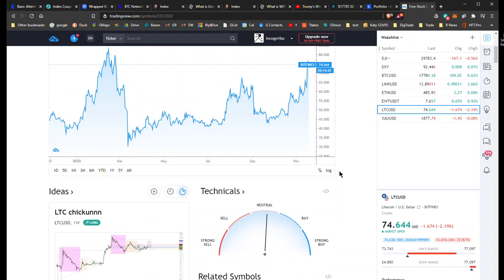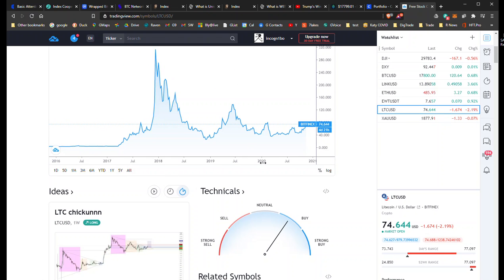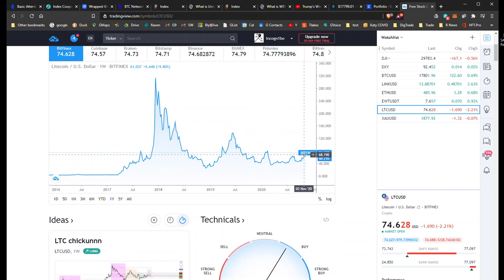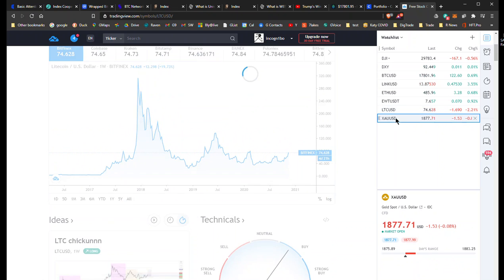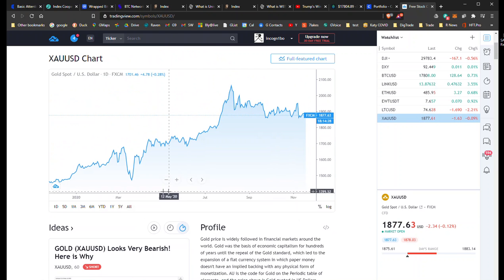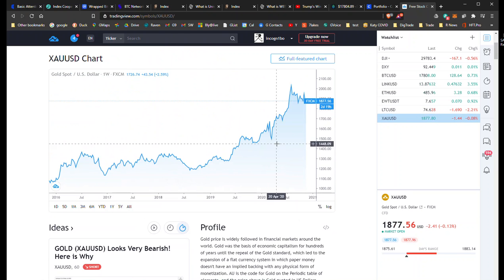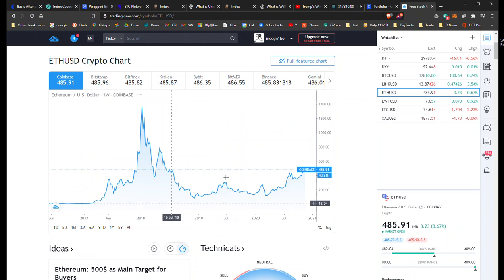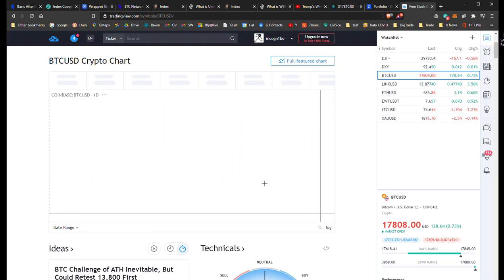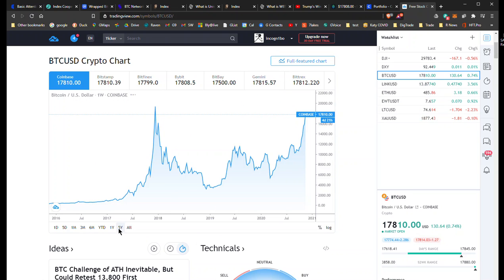So back to Litecoin, it still says it's a buy, but the momentum is just not with it yet. And then if you go to, so this is gold, and its momentum is huge. And then another one, here's Ethereum. We already looked at that one. And then Bitcoin. If we go to this one here, it's saying it's a strong buy also, but it's already past all of its old highs.